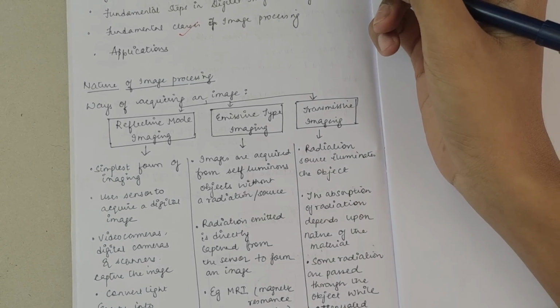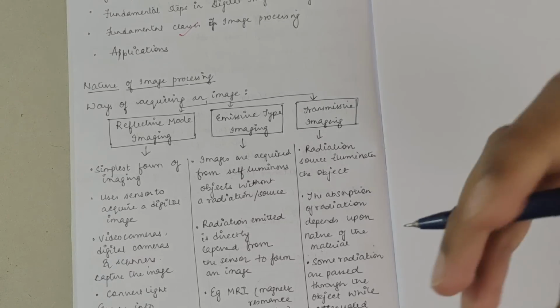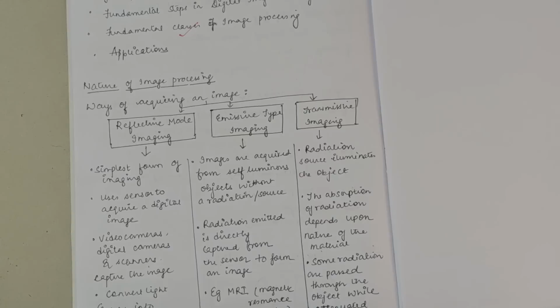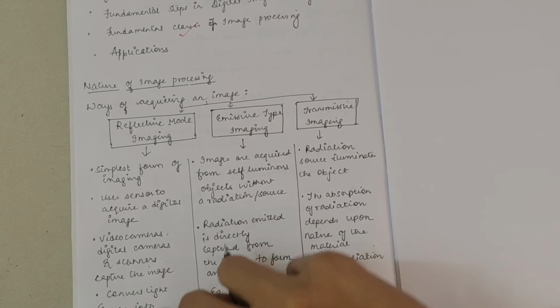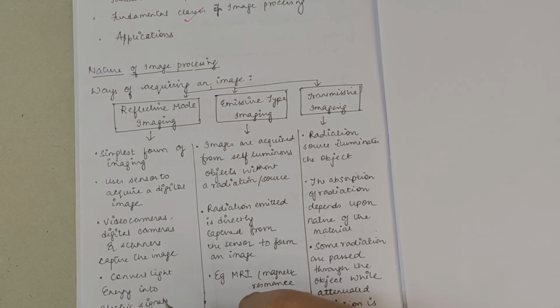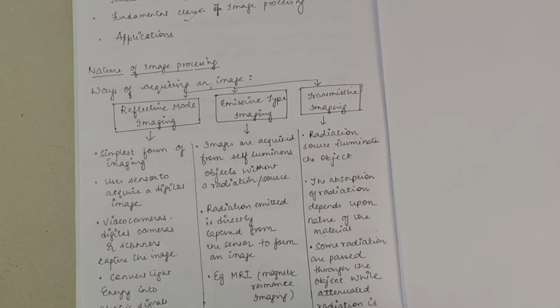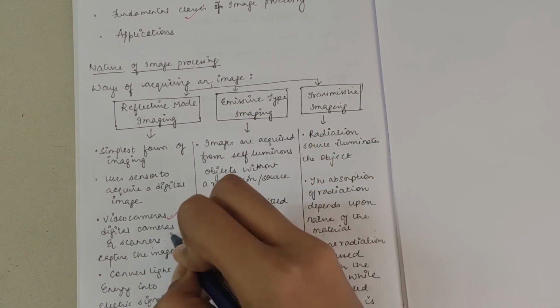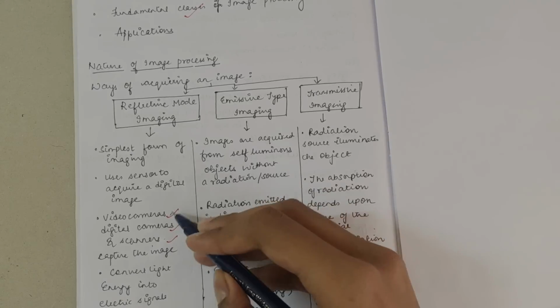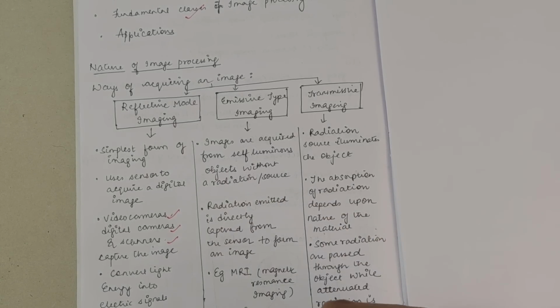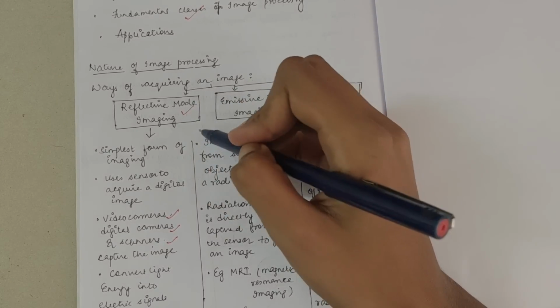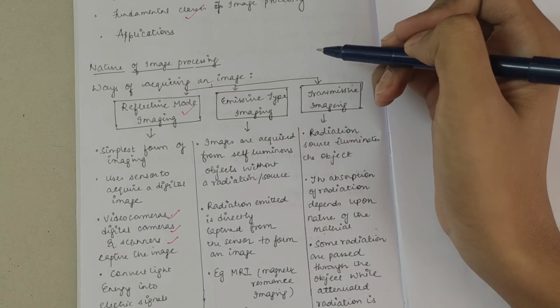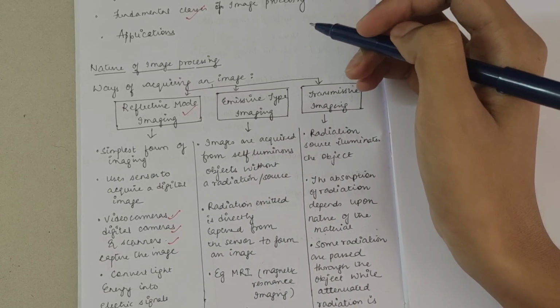This is basically the ways of acquiring an image. How will you acquire an image? First is reflective mode imaging, followed by emissive type imaging, and lastly transmissive imaging. Reflective imaging is the simplest form of imaging. You use a sensor, and that sensor will acquire a digital image. Examples are video cameras, digital cameras and scanners, which help you capture the image. This type of imaging converts light energy into digital signals. That's all about reflective mode imaging.